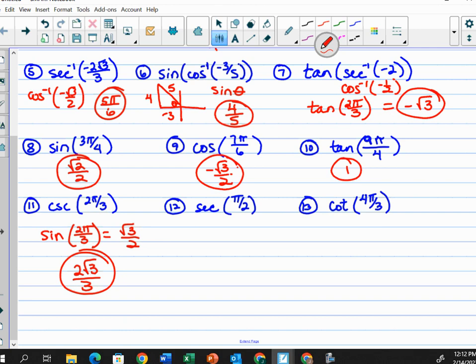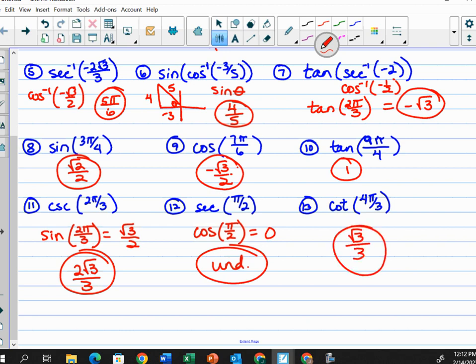Okay. Secant, that's like cosine. What's the cosine of pi over 2? What is 0 flipped? Okay, and then cotangent of 4 pi over 3? Root 3 over 3, yes. It's in the third quadrant, so it's positive. Questions on any of those, guys? How is 4 pi over 3 in the third quadrant?